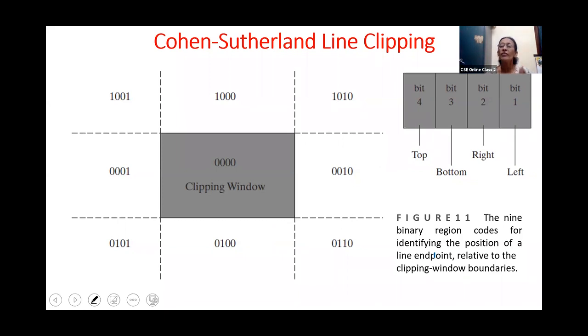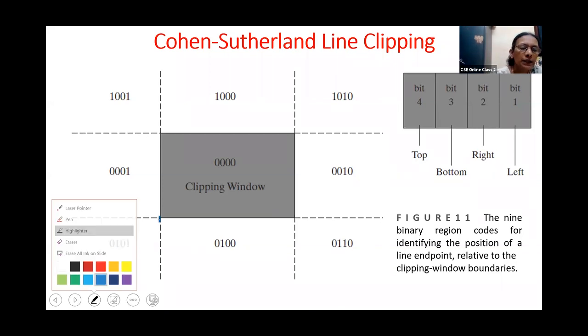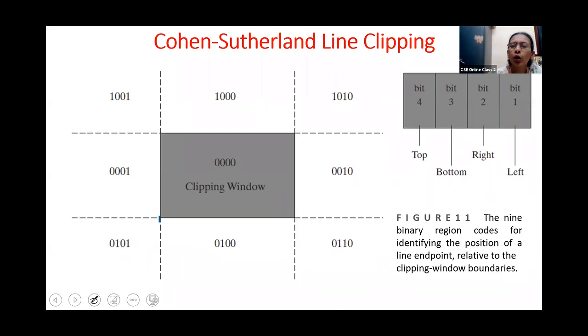Now when you write a program, in the example that we have taken, the way we have taken the clipping window, we are able to see the clipping window and give the region codes. But in a program, will you have this? We will not. What we will be given is the clipping window, where any rectangular region is identified by the bottom left point and the top right point.